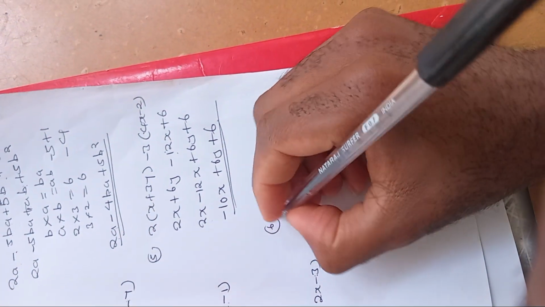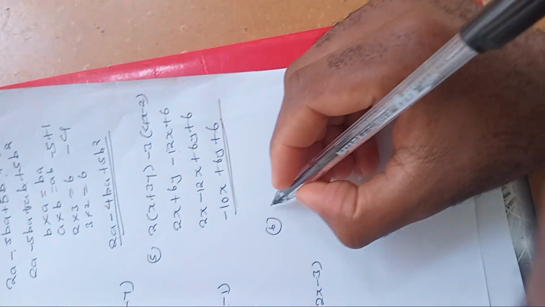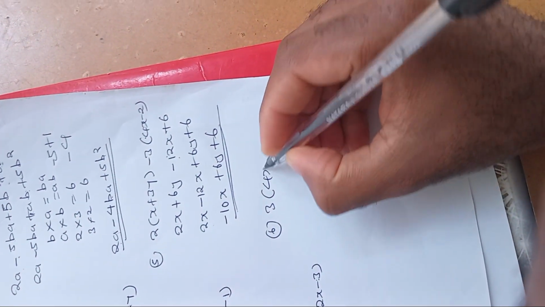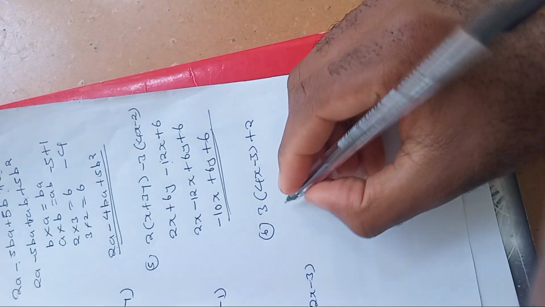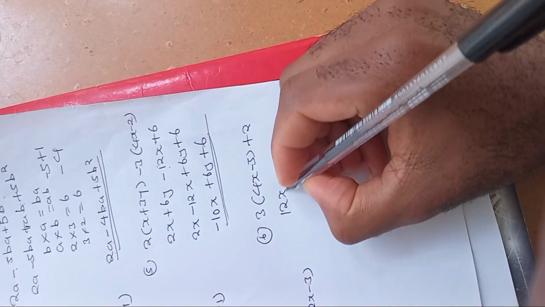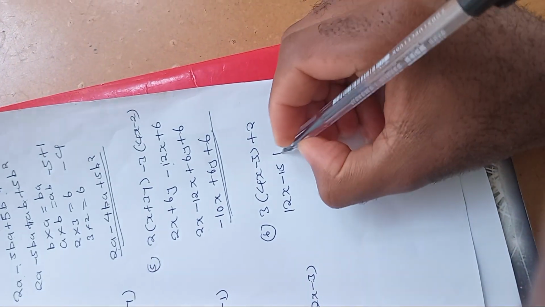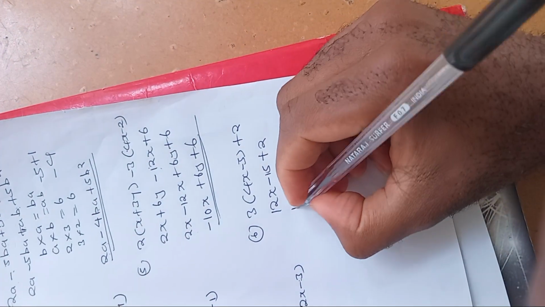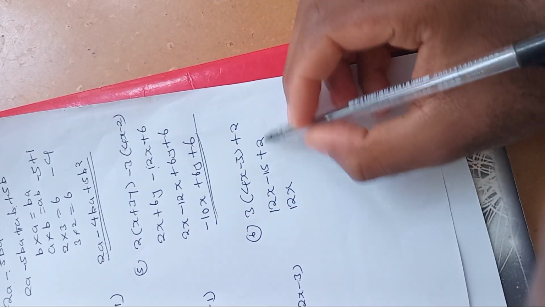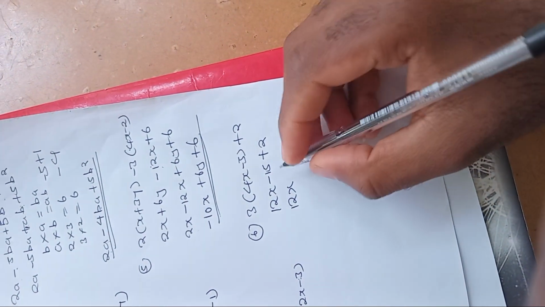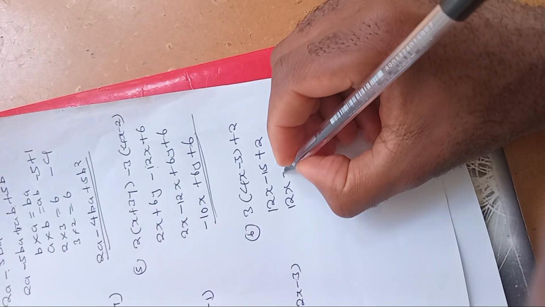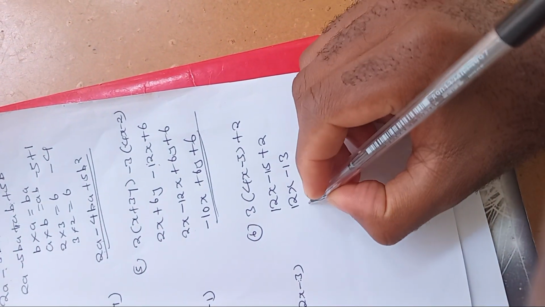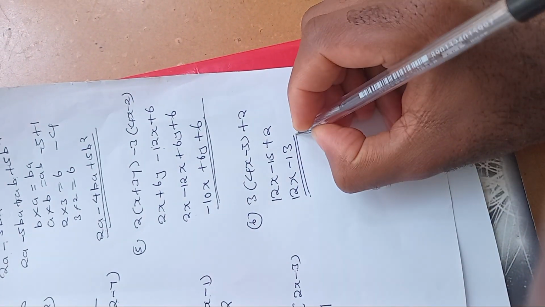Then the last one, guys, we have 3 times 4x minus 5, then plus 2. This is simple. You just expand. You're going to have 12x minus 15 plus 2. So we're going to have 12x, then negative 15 plus 2. Negative 15 plus 2, we know that you subtract and get the sign from the bigger number. So the answer there is negative 13 as our final answer. Thank you, guys.